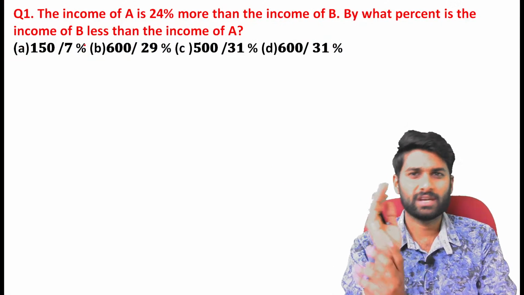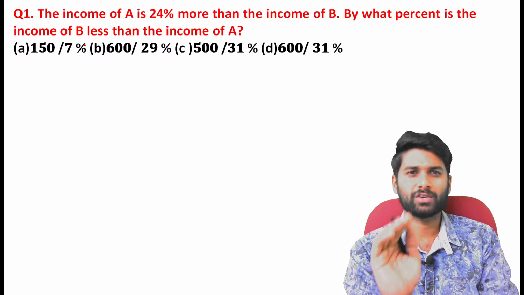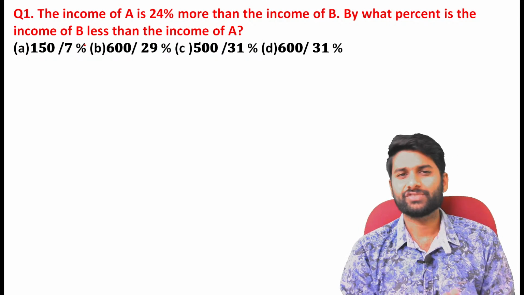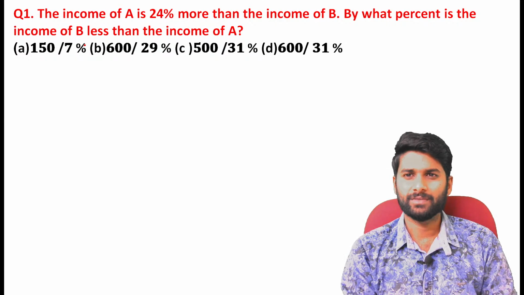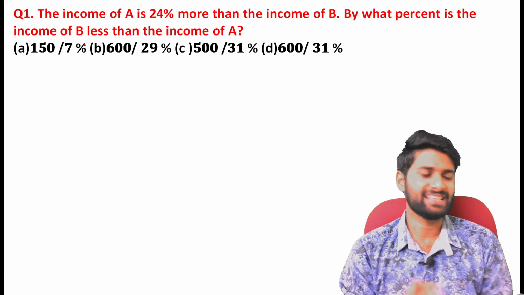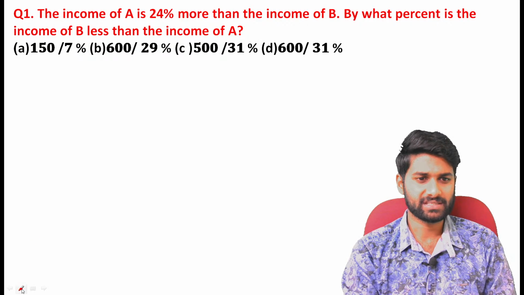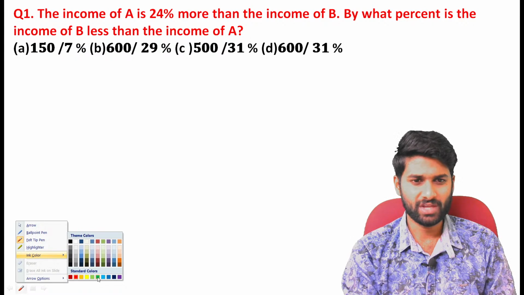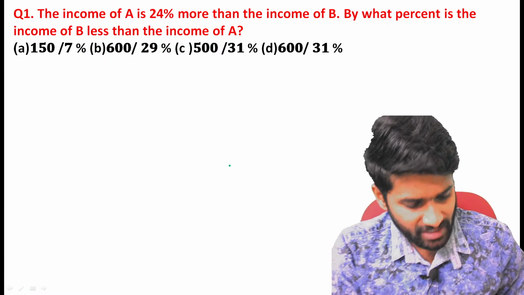Now, based on that, we'll continue yesterday's session. Now see question C. The income of A is 24% more than the income of B. Then what is the percentage by which the income of B is less than A? We already completed this type of question, guys. Just based on that, give me the answer.